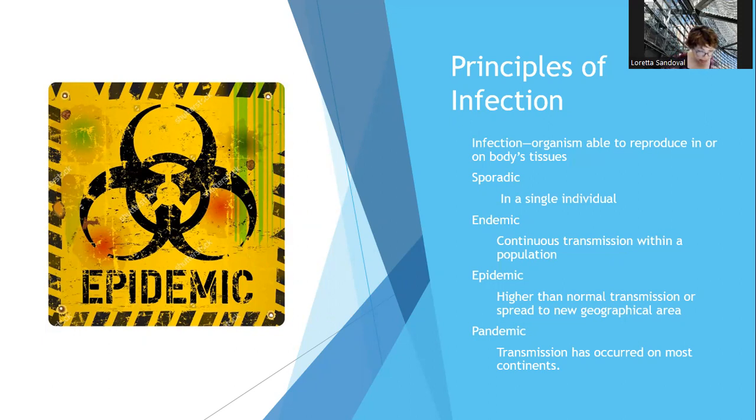An epidemic: certain infections that occur outside their normal geographical ranges or in higher than expected numbers are referred to as epidemics. So let's just say in this particular geographical area, a certain infection is endemic to that area. All of a sudden it spreads to a new geographical area, then it becomes an epidemic. When transmission has occurred on most continents of the world, it's known as a pandemic.